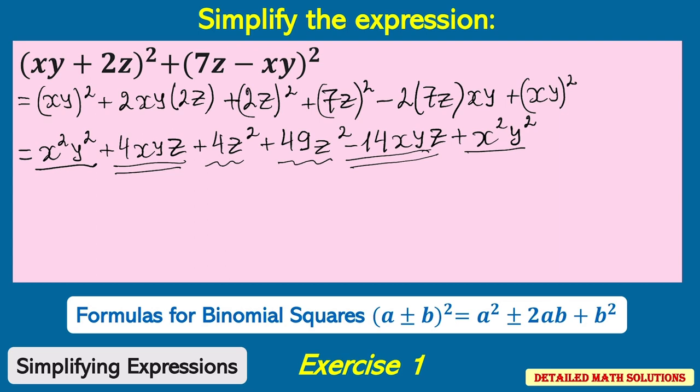When I add these pairs of like terms, I get 2x squared y squared minus 10xyz plus 53z squared.